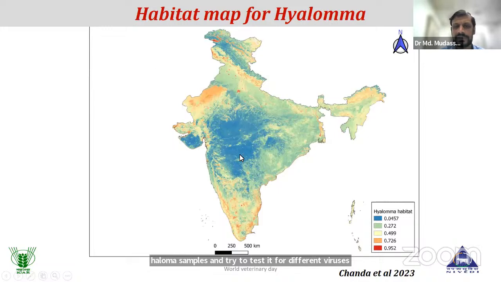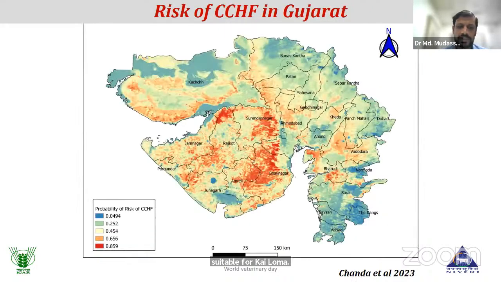So these are the high risk areas where Hyalomma can be found, especially the habitat. The darker red indicates where the presence of the vector is most likely. Rajasthan, parts of Gujarat, and northern and southern parts of India are also suitable for Hyalomma. We also made a predictive risk map for the disease.